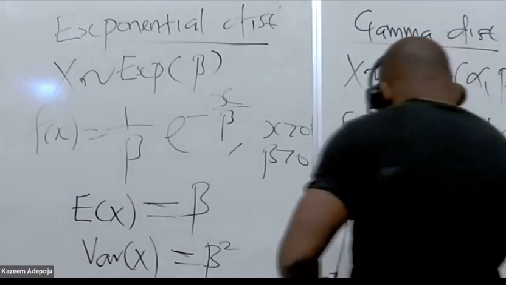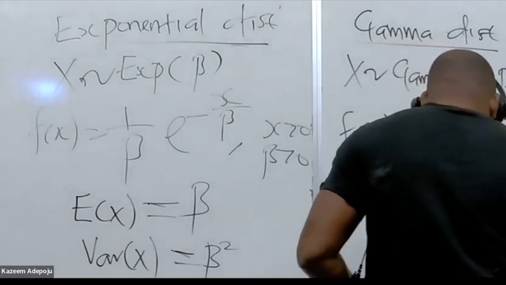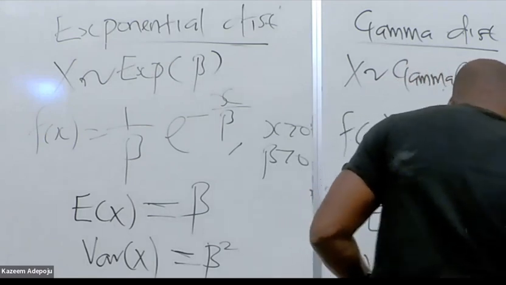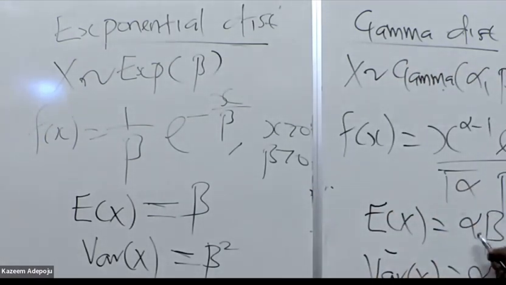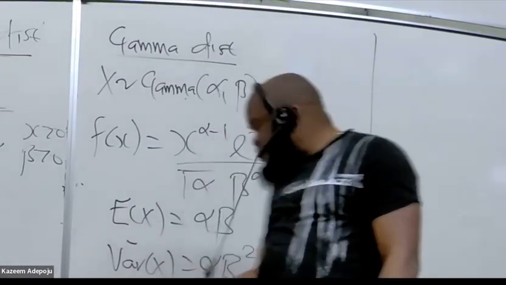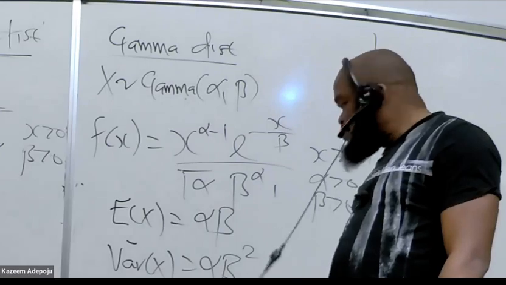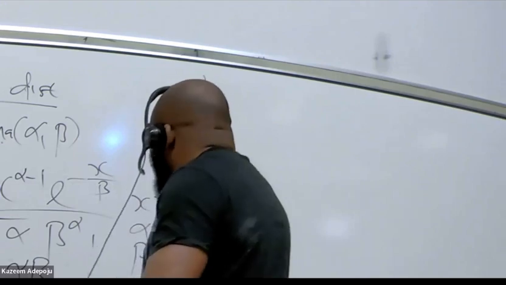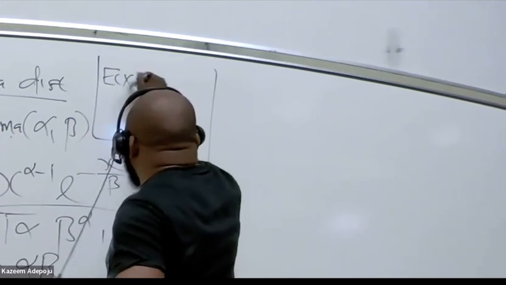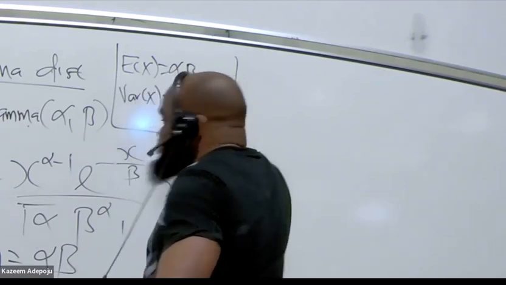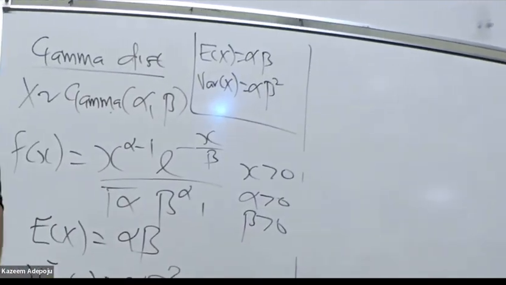And of course, in gamma, the expected value of X is going to be alpha beta, and the variance of X is going to be alpha beta squared. What am I saying now? When you plug in 1 for alpha, you're going to get the properties of the exponential. That's why I say generalization. Oh, you're struggling to see. Okay, I'm going to make sure. The expected value of X equals alpha beta. The variance of X equals alpha beta squared. Can you see now? Sorry for stressing you.